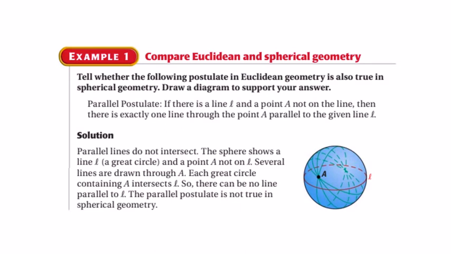So example 1, compare Euclidean and spherical geometry. Tell whether the following postulate in Euclidean geometry is also true in spherical geometry, and then draw a diagram to support your answer. So one quick way to think about it, I'm not great at drawing spheres, but here is one circle, and then in order to draw the depth, you kind of draw that arc like that, and then you draw a dotted arc to the back.